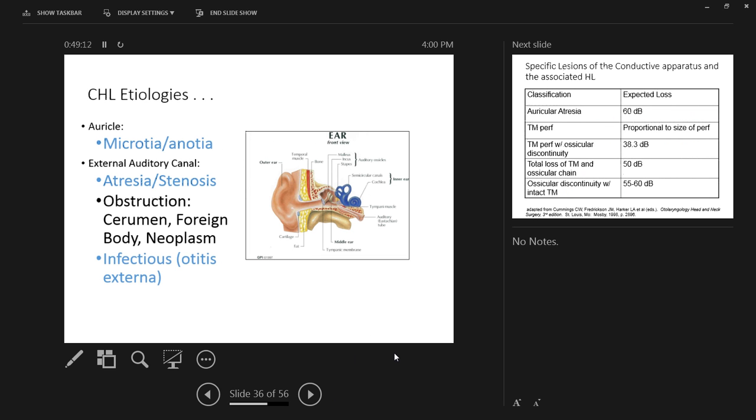So, our etiologies. Just a second, folks. If you hear the crying, that's a toddler. She was napping. We're moving ourselves through, though. We're almost done with this lecture.